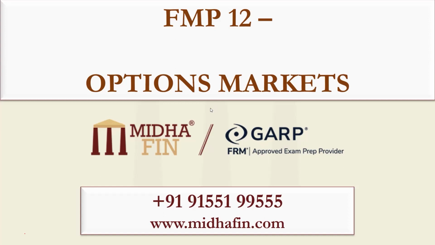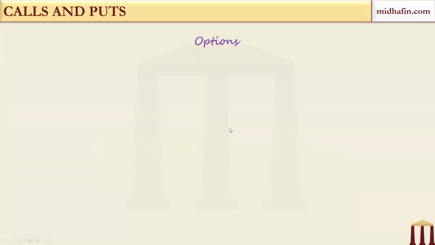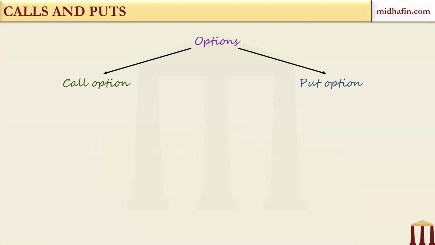So first, we'll cover FMP 12, that is options market. If we talk about options, basically options can be divided into 2 broad categories. First one is call option, where the buyer of the option gets the right to buy the underlying asset. That's the difference: you buy an option and that gives you a right to buy the underlying asset. Second is the put option, where the buyer of the put option, in other words the long position in put option, is allowed to sell the underlying asset at a predetermined price.